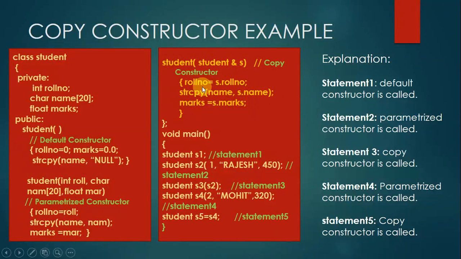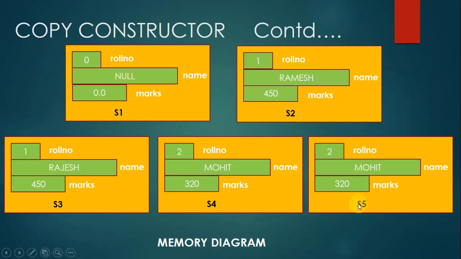Again, S dot name is copied to name and S dot name refers to the object S4, which is Mohit. So Mohit is copied to the data member name of the object S5 and S dot marks is 320, which will be copied to the marks of the object S5. So we can see the memory diagram of the object S5. Roll number is 2, name is Mohit and marks is 320. It means all the data members of S4 are copied to S5. So this is how the copy constructor works.